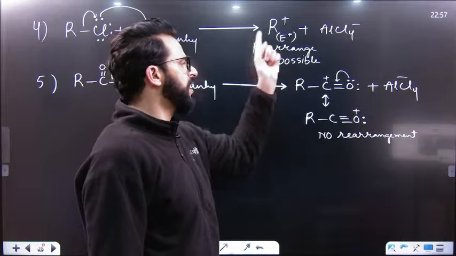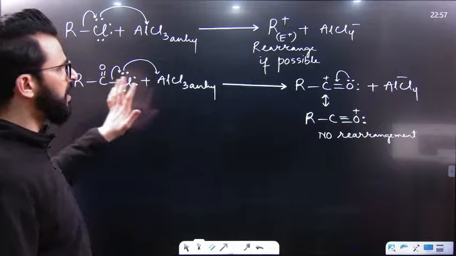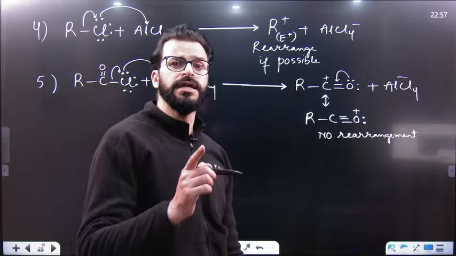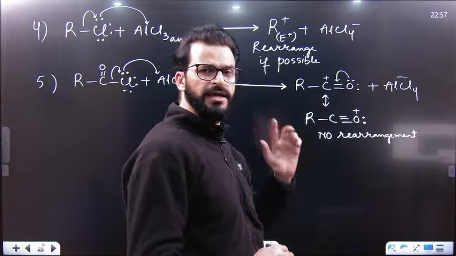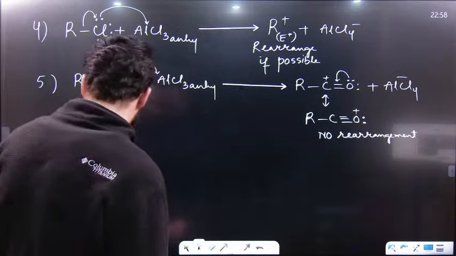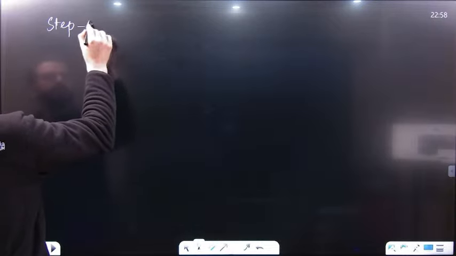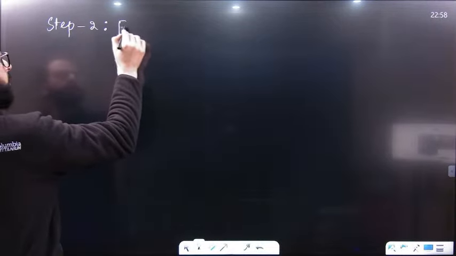But here rearrangement can take place. In Friedel-Crafts acylation, the acylium ion acts as an electrophile. Now, this was step number 1 of these 5 reactions. Now, what is step 2? Step 2 is formation of carbocation.